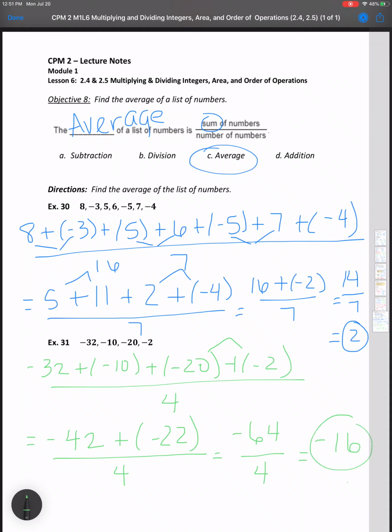And if you need to go do some arithmetic right here, you can go to the side of your paper or just on some scratch paper and go do that arithmetic if you needed to. Okay, so that is lesson 6 from module 1.